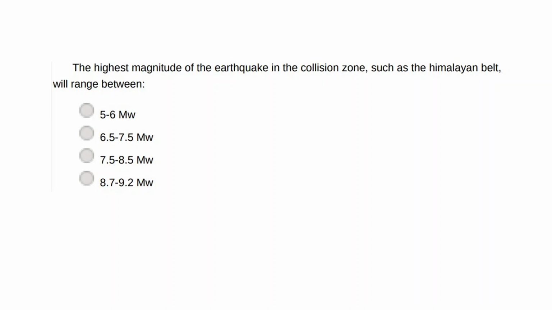Yeah, like 6.5 to 7.5 earthquakes have happened, but even 7.5 to 8.5 magnitude earthquakes have also happened in the Himalayan belt. So that is the highest magnitude as of now. Of course, it can increase, but this is the current one. So you are also aware that recently there have been multiple earthquake events happening in Nepal and all. That is mainly because this is a very active region where this motion is happening.